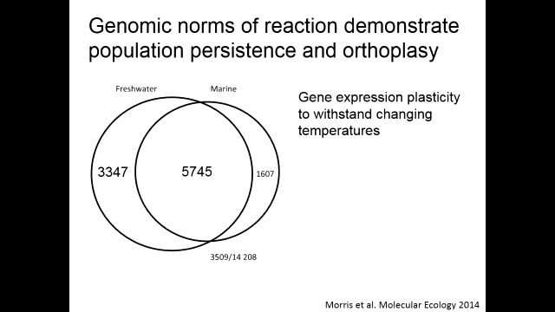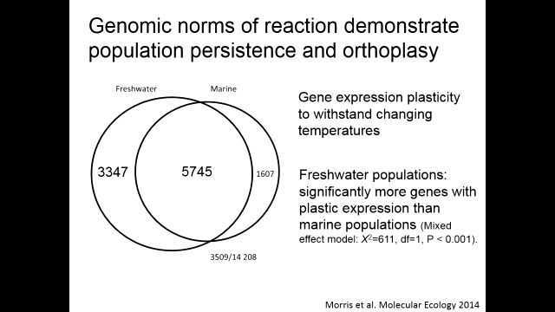In terms of the second question, was evolution implicated following colonization of freshwater environments? If so, we predicted that we should see more plastic genes implicated in freshwater populations compared to the marine ancestors. And in fact, that's what he found. He found significantly more genes with plastic expression than marine populations.